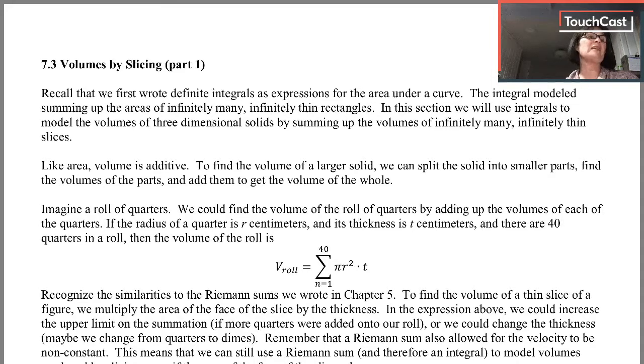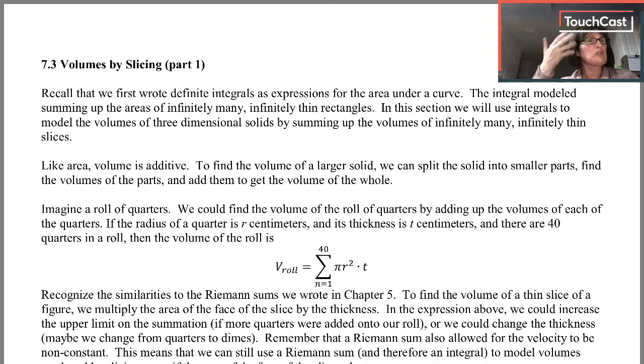We're going to find the volume of each slice by multiplying the area of its face by the thickness, and then add up the volumes of all those slices to find the volume of the entire solid. The reason that works is because, like area, it's legit to split up a volume into the volumes of a bunch of different chunks of it, and you can add all those volumes together to get the volume of a whole. So we say volume is additive, just like area is additive. That was one of your big takeaways from geometry.